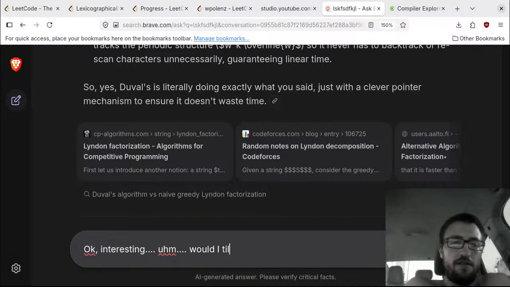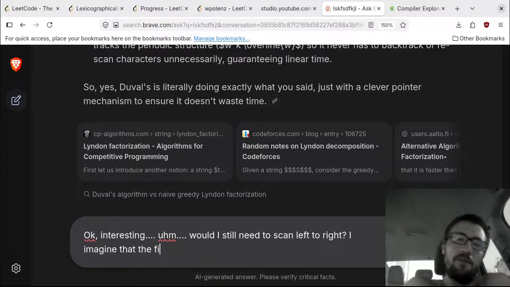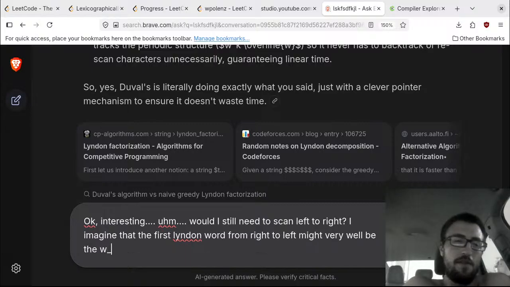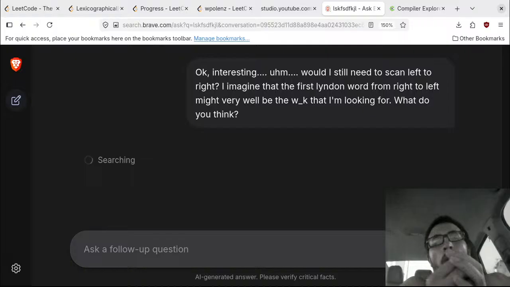Would I still need to scan left to right? Imagine that the first Lyndon word from right to left might very well be the W sub K that I'm looking for. What do you think? Huh.